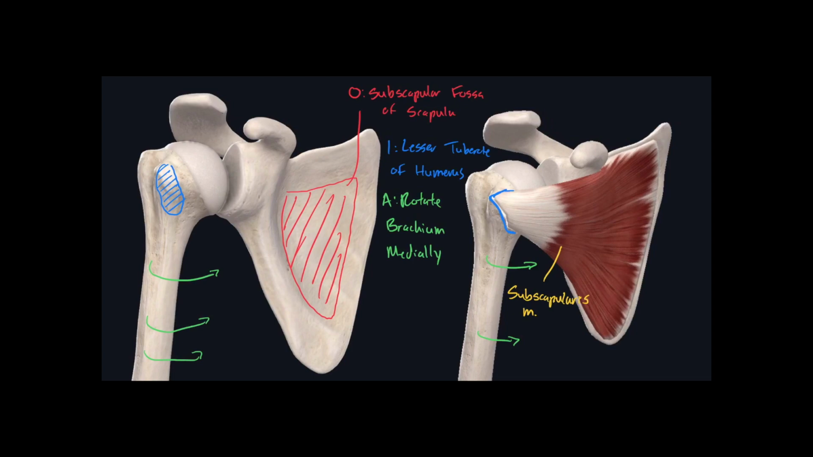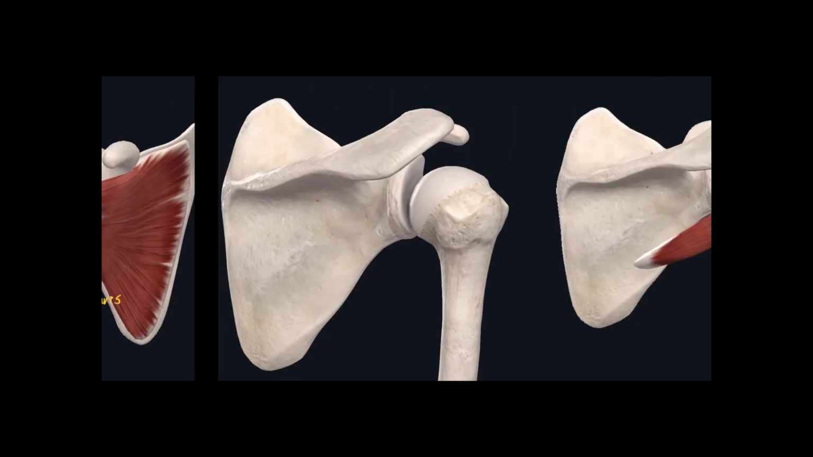I hope you guys can visualize how that works when this muscle is contracting. Since it's inserted into the lesser tubercle of the humerus, it's going to cause this twisting motion medially or internally towards the scapula, which is going to be rotation of the brachium medially. Awesome, let's go ahead and move on.